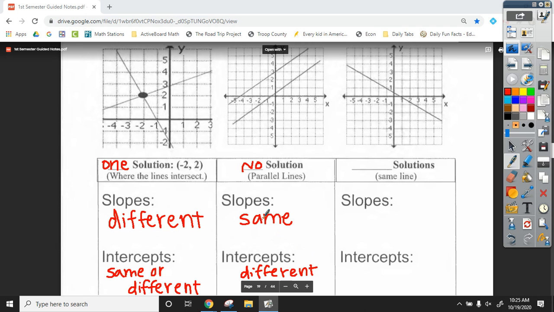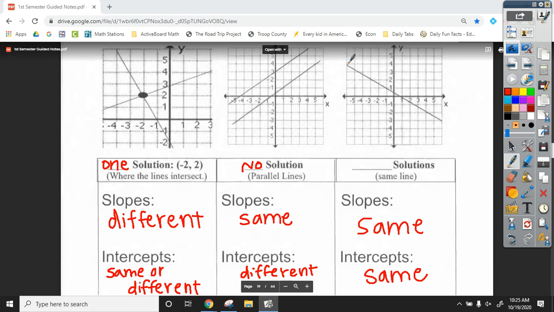Because if they had the same exact slope and the same exact intercept, what would be true? They'd be the same exact line, right? That's this last one right here. You only see one line. That's because it's the exact same line. They're two lines sitting on top of each other. So the slopes are the same, and the y-intercepts are also the same.